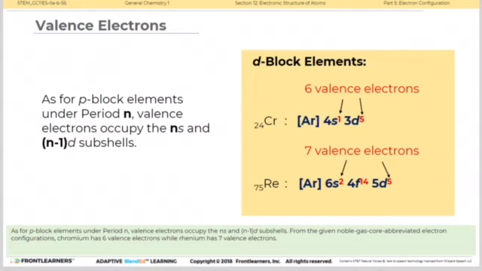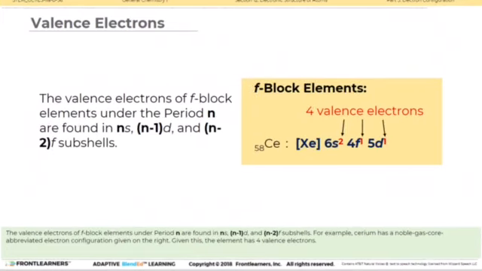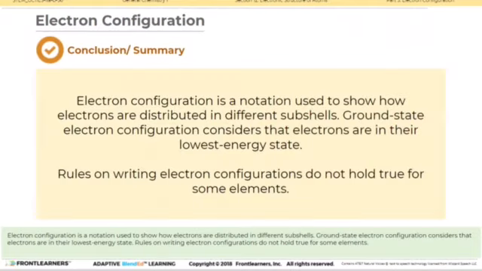From the given noble gas core abbreviated electron configurations, chromium has 6 valence electrons while rhenium has 7 valence electrons. Valence electrons of f-block elements under period n are given in the ns, (n-1)d, and the (n-2)f subshells. For example, cerium has the noble gas core abbreviated electron configuration shown on the right. Given this, the element has 4 valence electrons.